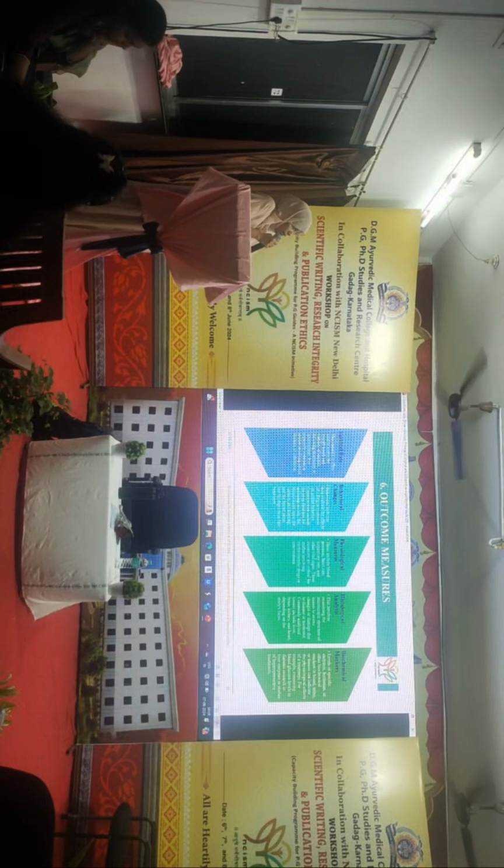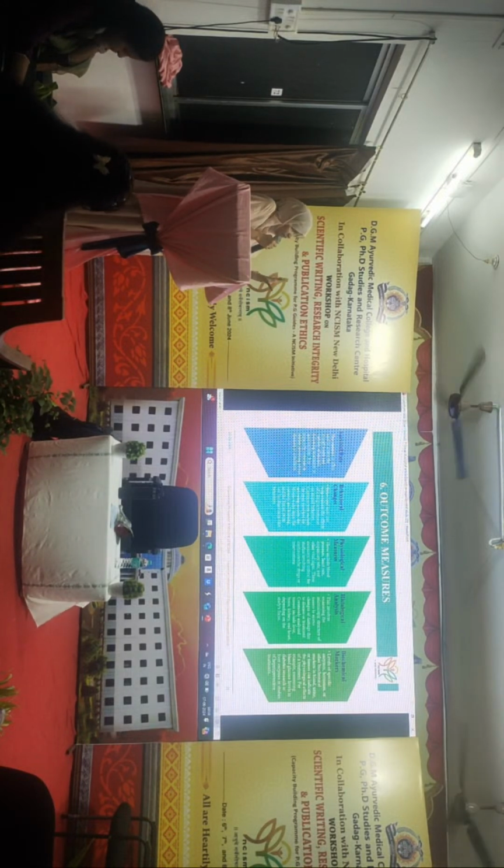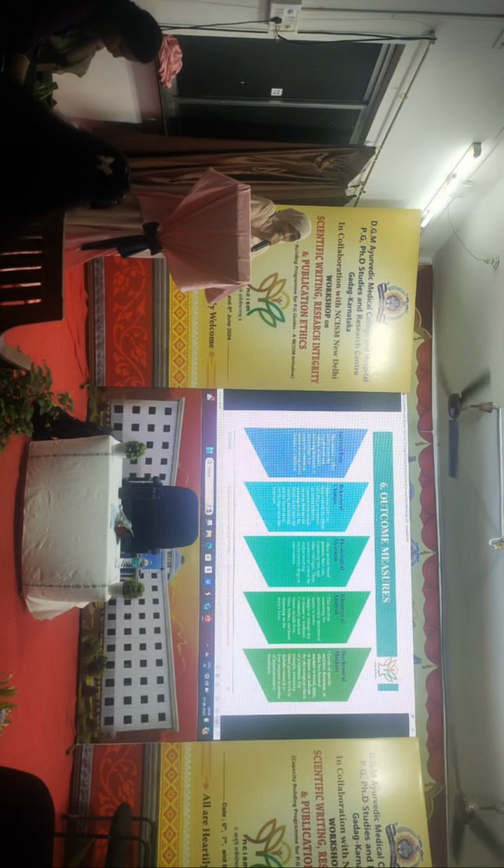Then the biochemical markers. I told you hormones, anything, blood, urine investigations, tissue culture, anything can be considered as biochemical markers. Even that has to be documented, pre and post.